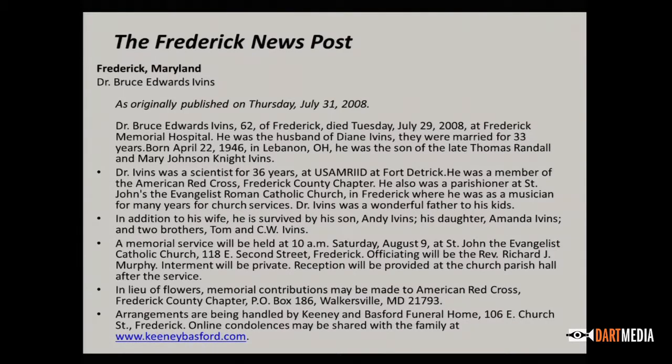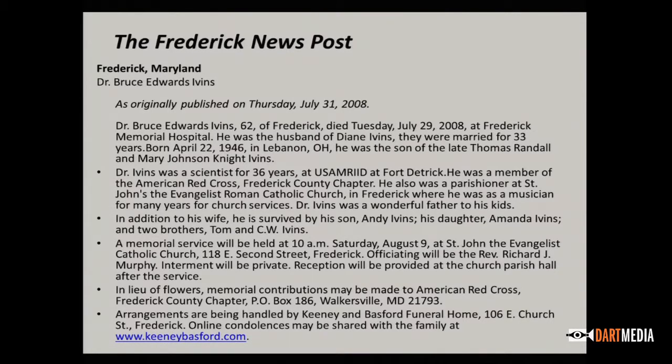Let me tell you a little bit about the Frederick News Post. This is a paper that's been around since 1880. It has a circulation of about 40,000. It's a community newspaper. It comes out 7 days a week. It has a huge penetration in the county. It is the paper that people read and people identify with. It's owned by the same family since the 1880s. It has deep roots in the community. And they ran this. You'll notice we've been talking a lot about cause of death. There's no mention of a cause of death here. The local paper reports that Bruce Ivins has died.